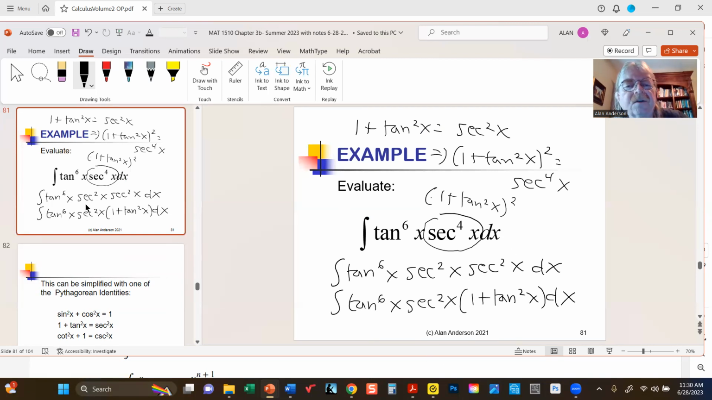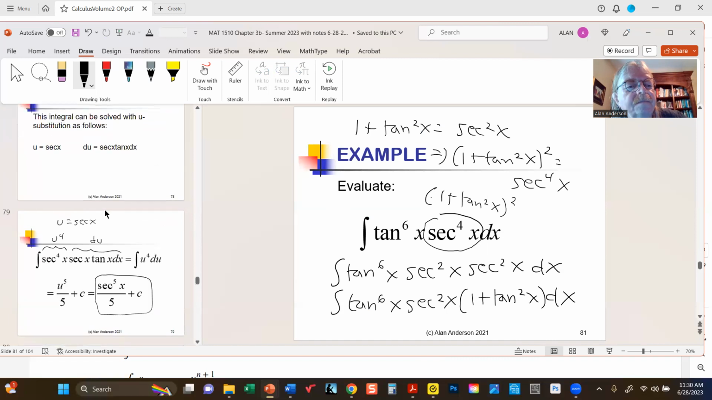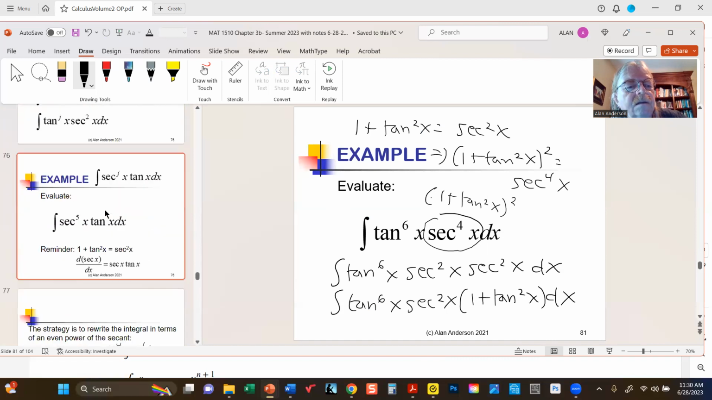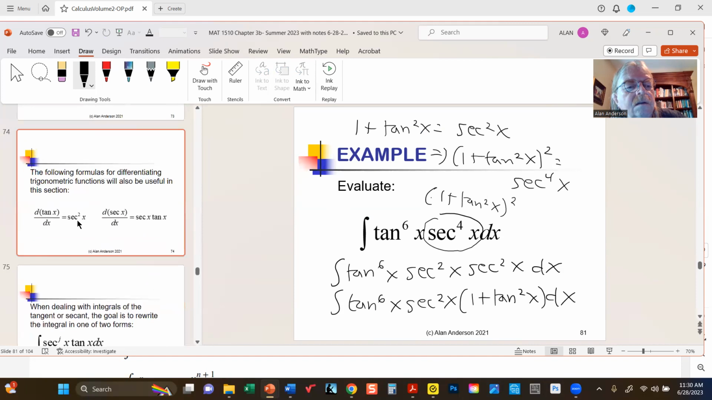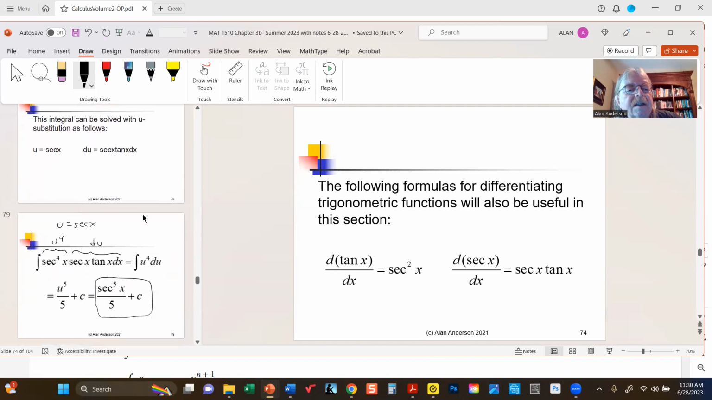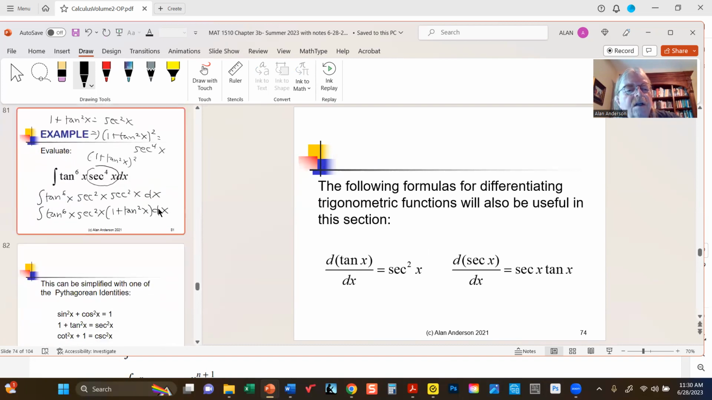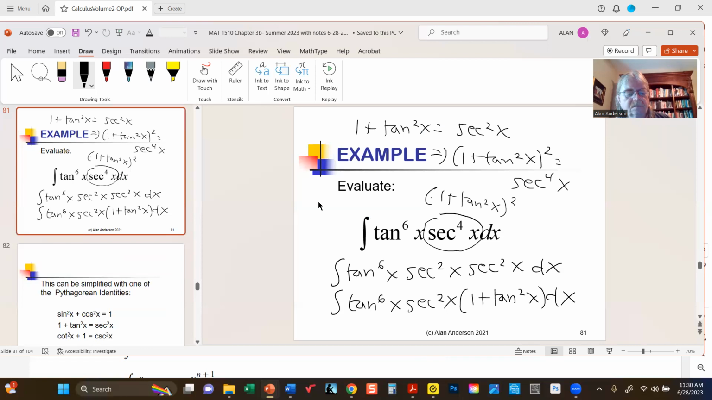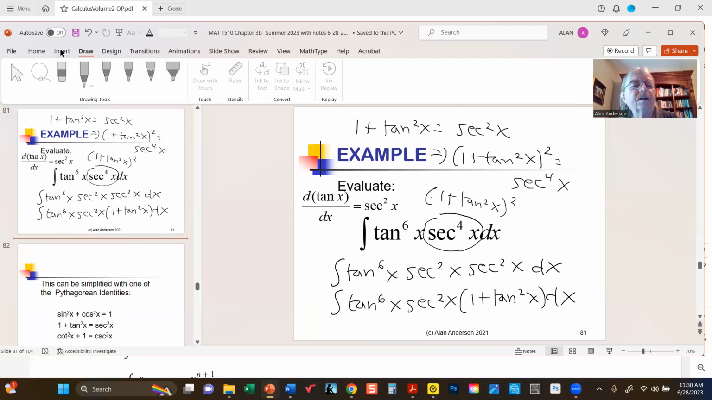Well, all right, let's go back and look at the derivatives that I showed you a second ago. Here's a clue. The derivative of tangent of x is secant squared of x. So that means when we rewrite this integral, we're going to want to have a secant squared of x in there somewhere to act as the du when we use u substitution. Okay, now the way it's written here, it's a little bit messy. Let me change it slightly.